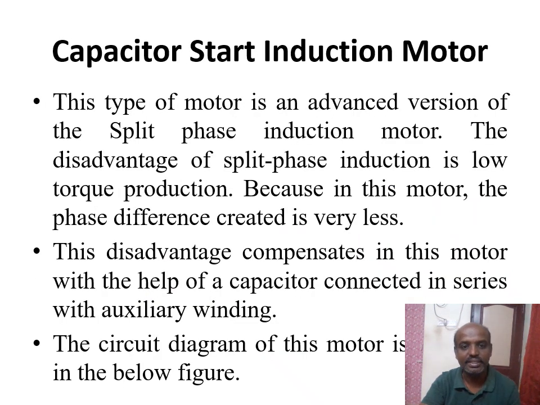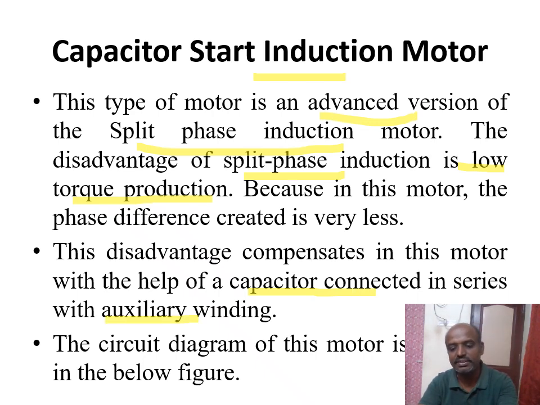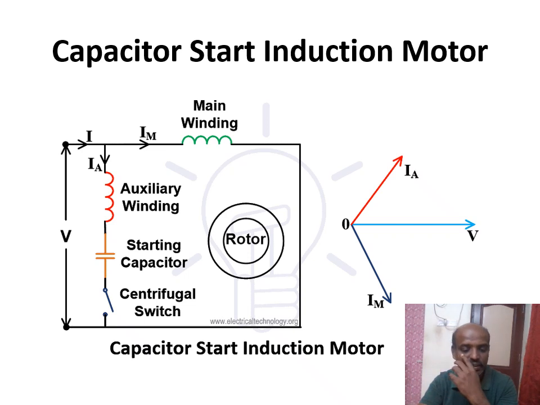So next one is the capacitor-start induction motor. It is an advanced version of the split phase induction motor. The main disadvantage of the split phase motor is that it produces low torque. To overcome this, a series capacitor is connected to the auxiliary winding. That is what we call a capacitor-start induction motor. The diagram shows the capacitor-start induction motor.